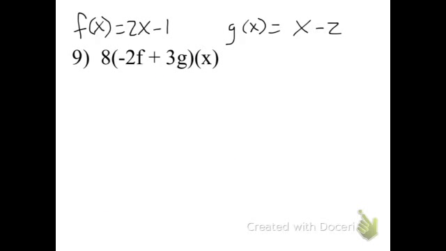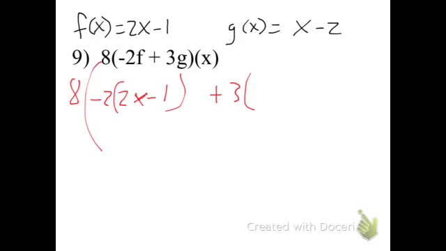9. So this one's tricky. It's got the multiplier in with the function. So we got quite a bit of work to do with this one, because we got to take f of x, which is 2x minus 1, and we have to times it by negative 2. And then combine it with 3 times what g of x is equal to, which is x minus 2. And then after that, it's all done, then you'll multiply by the 8 out in front.